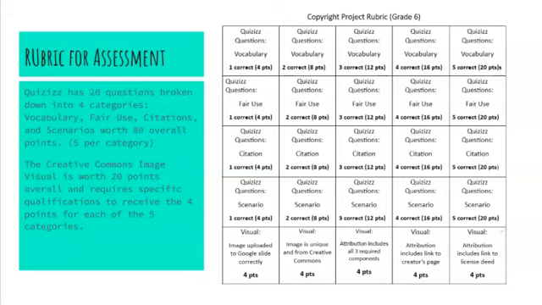The Creative Commons image is worth 20 points overall, and that has 5 specific categories that they either get the points or they do not. And so we know exactly what they need to go back in and correct.